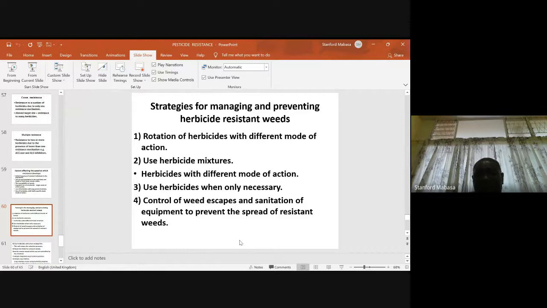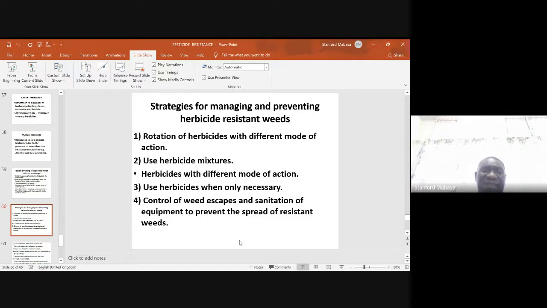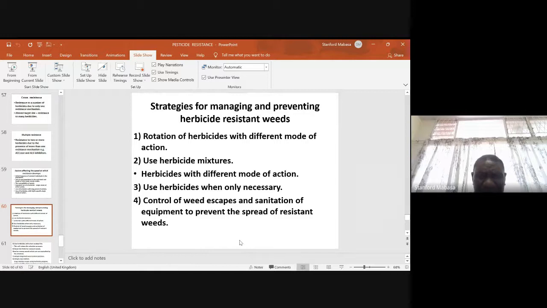So, how can we prevent herbicide resistance in weeds? Rotation of herbicides with a different mode of action is necessary, or we can use herbicide mixtures. We can use herbicides with a different mode of action. We can use herbicides only when necessary. We can control weeds that escape control.